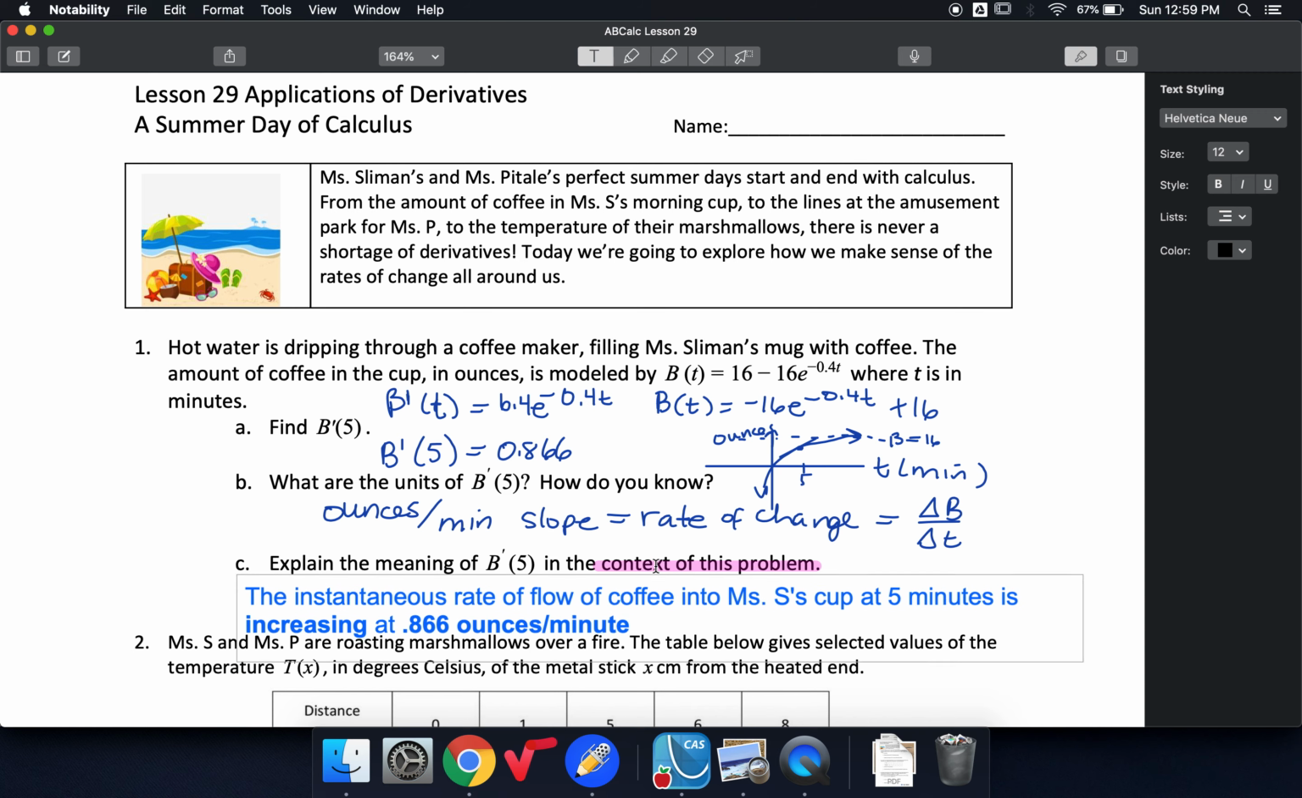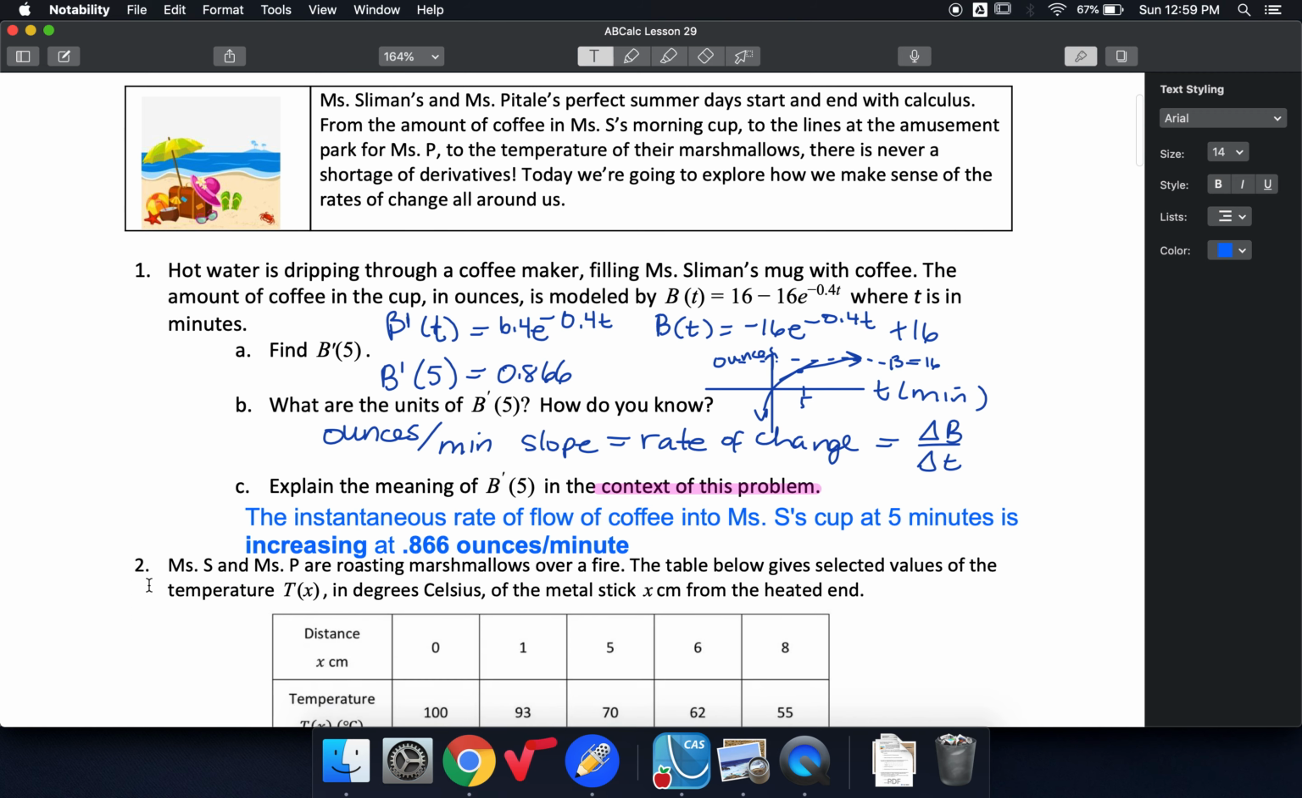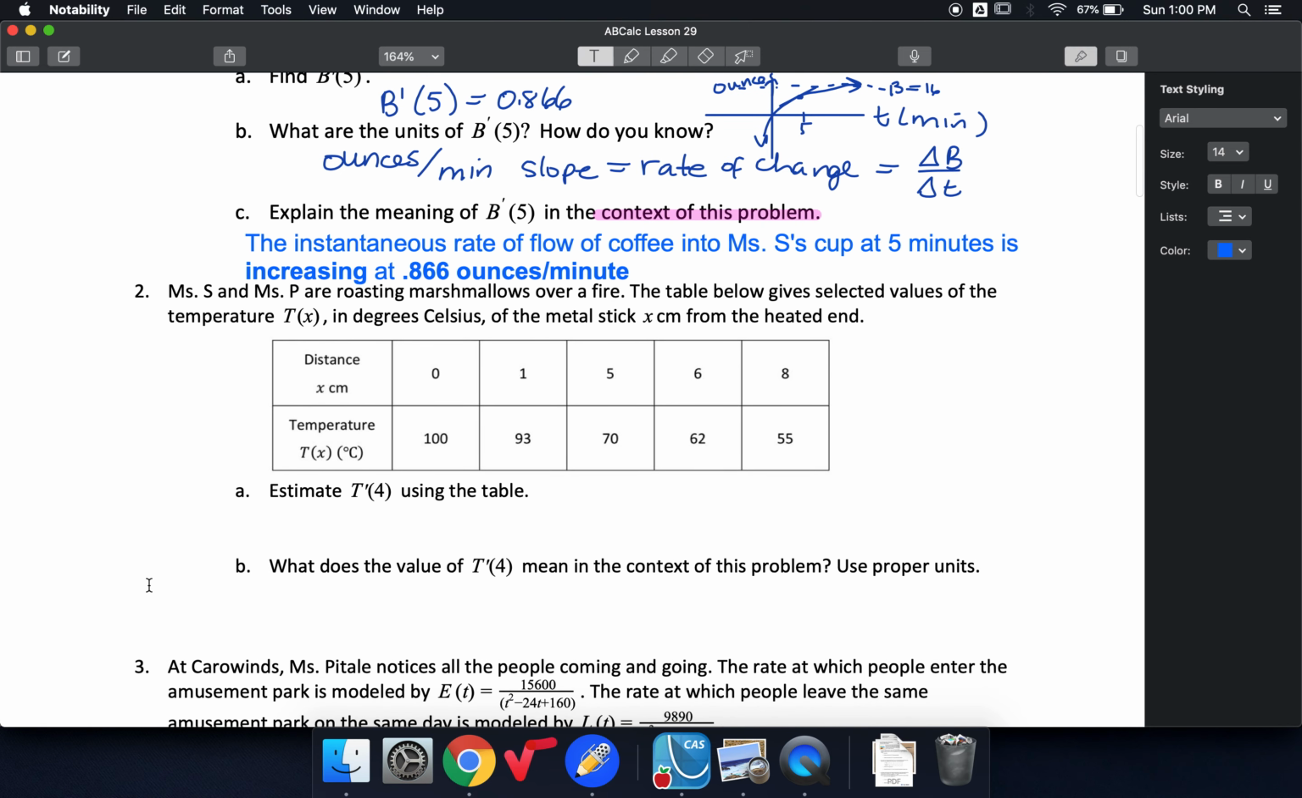This next problem talks about myself and Miss Patali roasting marshmallows over a campfire and thinking about the temperature of our roasting stick as we get further away from the fire. The tip of our stick is in the fire, it's 100 degrees. As we get further out of the fire, 8 centimeters out of the fire, the tip of the stick is 55 degrees Celsius. So estimate T prime of 4 using the table.